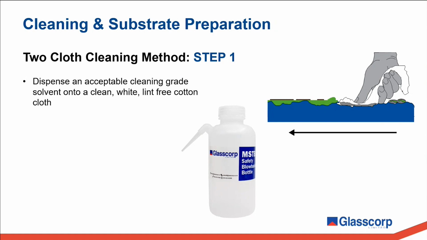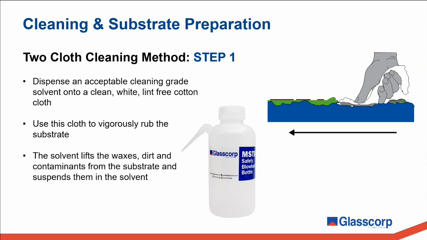So firstly, dispense your cleaner onto a clean white lint-free cloth. We supply these safety blowback bottles, which make it easy to dispense cleaner and eliminate any risk of cross-contamination. Then use this cloth to vigorously rub the substrate. The solvent will lift the waxes, dirt, and contaminants from the substrate, which will then be held in suspension.